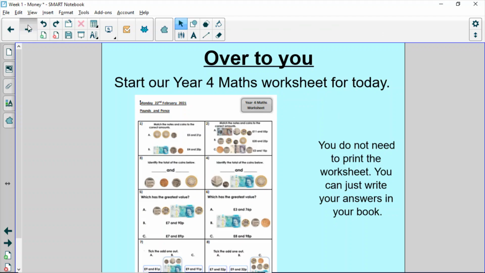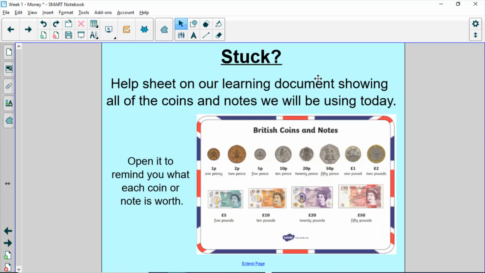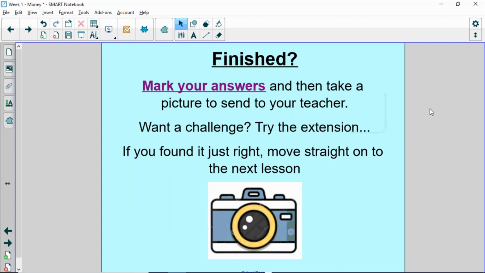So that's our maths worksheet, and if you are finding it a little bit tricky, I have also uploaded a help sheet on our Learn document which shows all of the coins and all of the notes that we'll be using today, and you can open it just to remind you what each coin is worth. Now, once you've finished Year 4, we would like you to mark your answers using a purple pen or just a pencil if you don't have one, and then take a picture to send to your teacher on the chat section on Microsoft Teams, just like you did last term.